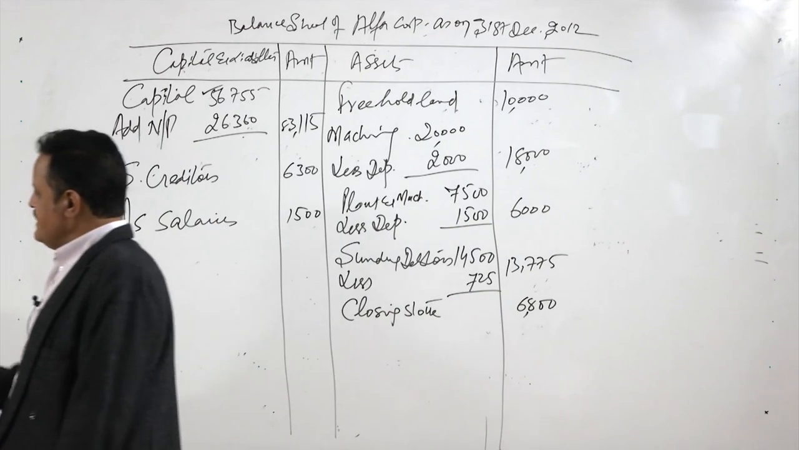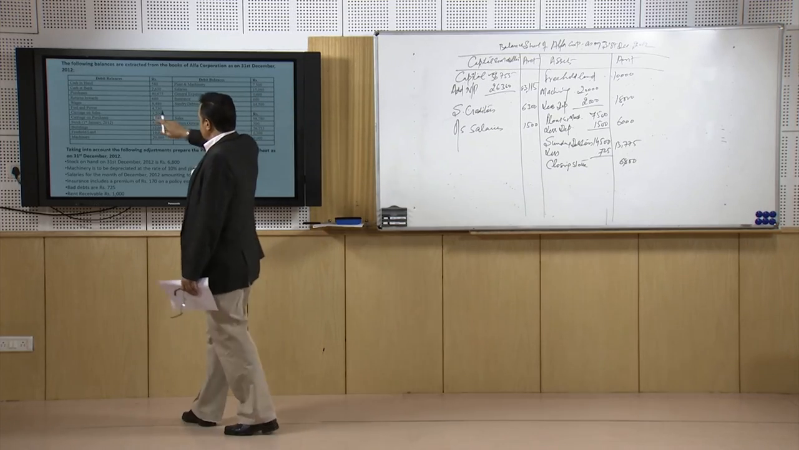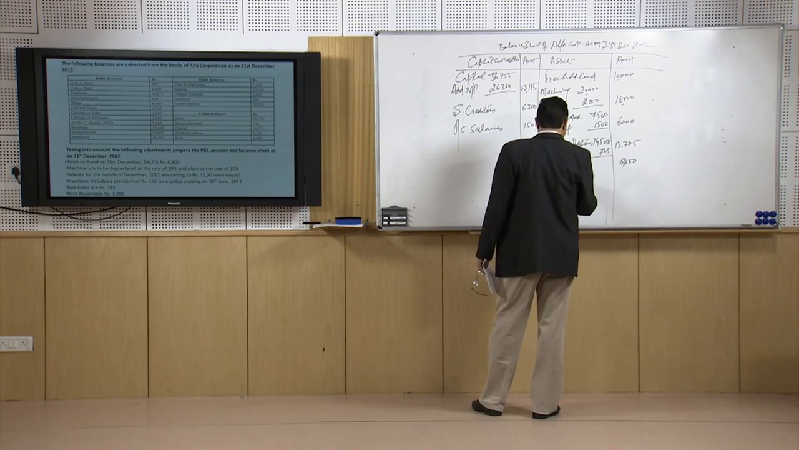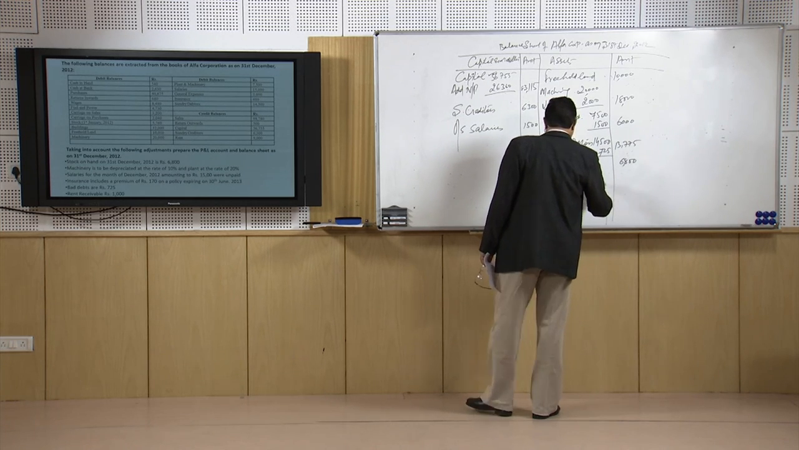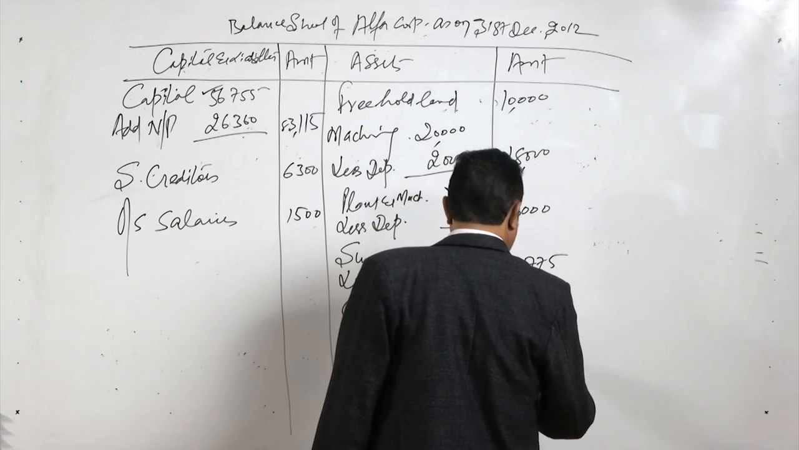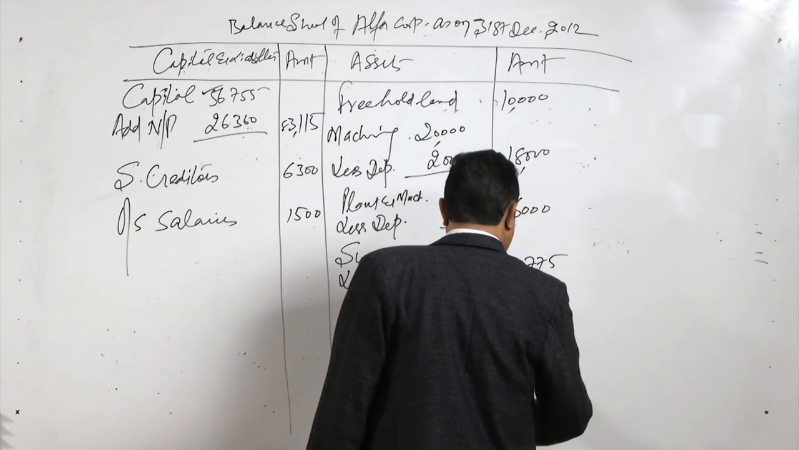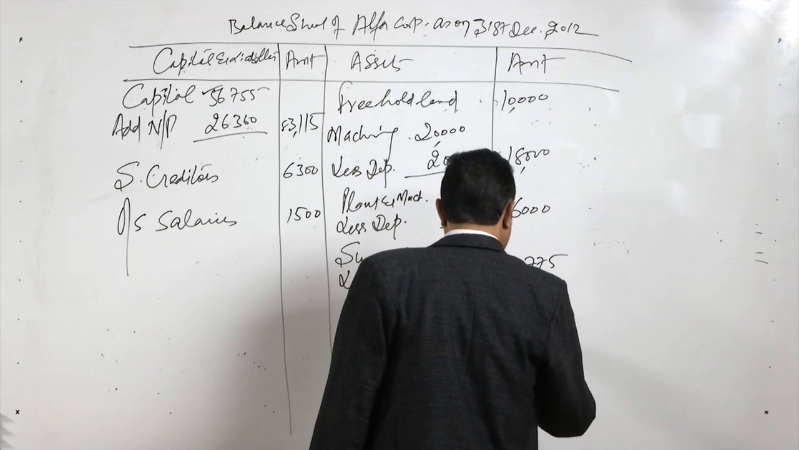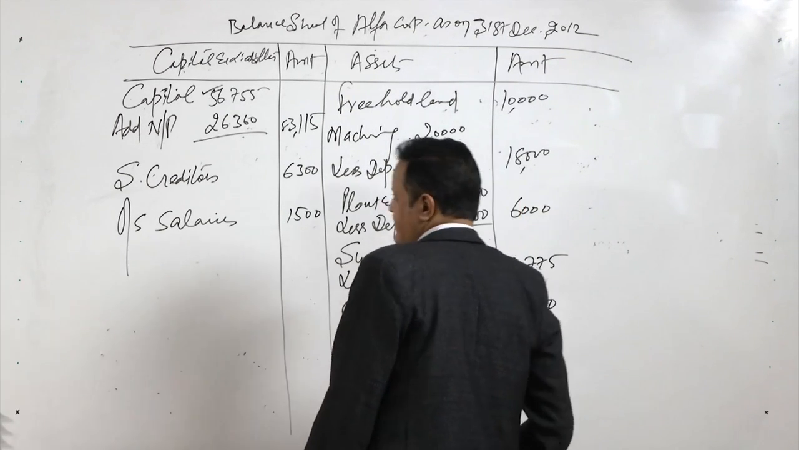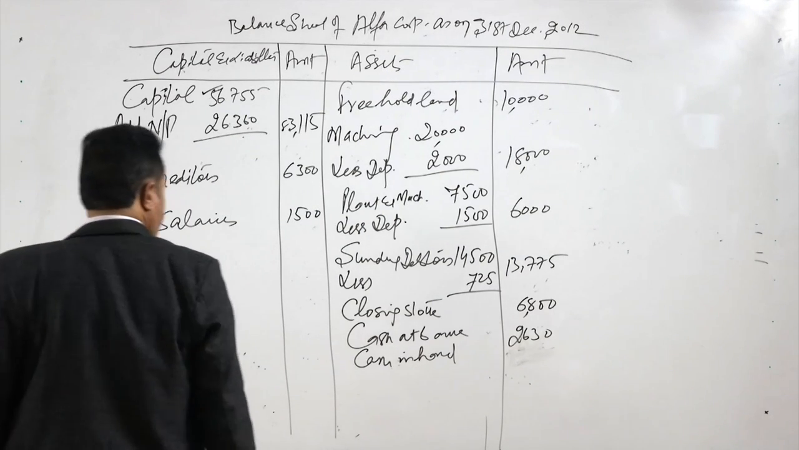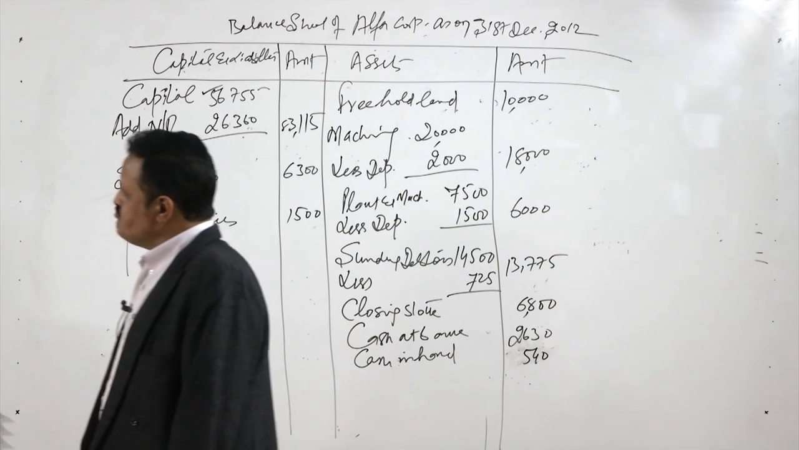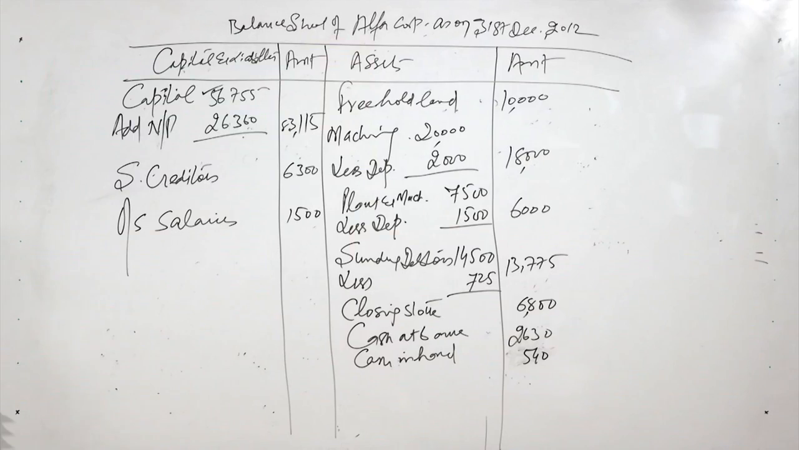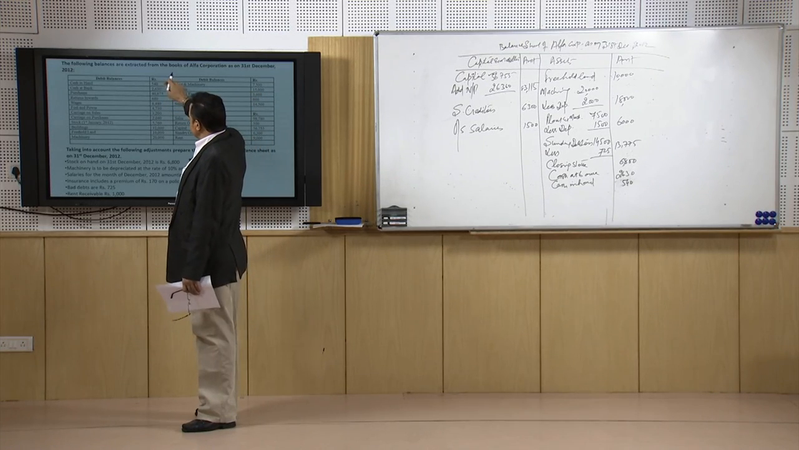Any other asset? Now if we look at this side, there are two more assets which we have left: cash in hand and cash at bank. What is the balance of cash at bank? It is 2630. That is the cash at bank, and then the cash in hand is 540. So we have taken this also. Now again apply a check.